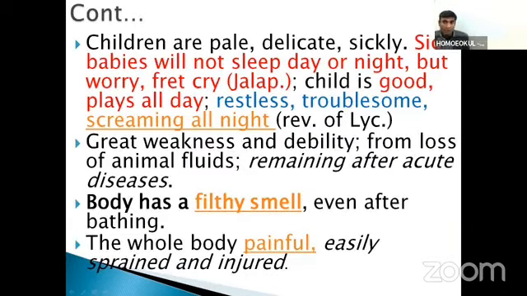Very, very important for MCQ. The children are pale, delicate, sickly. Sick babies will not sleep day or night. Worry, fret, cry, Jalapa. So this is very, very important, that babies will not sleep day or night. In this reference, just compare 4, 5, 6 medicines. One medicine in bracket is Jalapa.